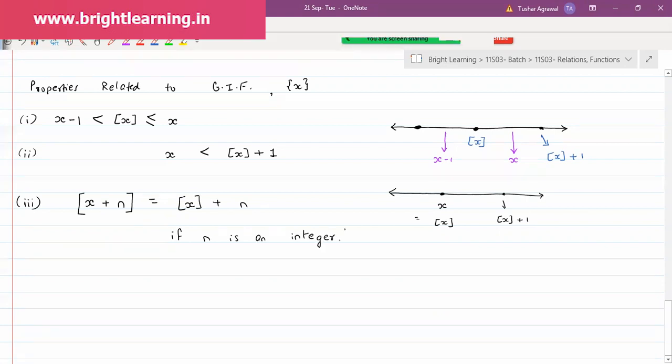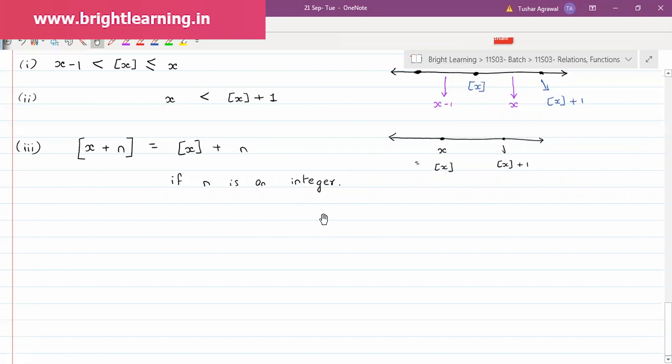Now for this property's proof, I will give you a visual proof, on the basis of the number line, not an algebraic proof. This is a simple logical proof. From inside a step function you can take the integer outside, like step of x plus n. Forget about whether x is positive or negative, whether it is an integer or not an integer. This is my number line.